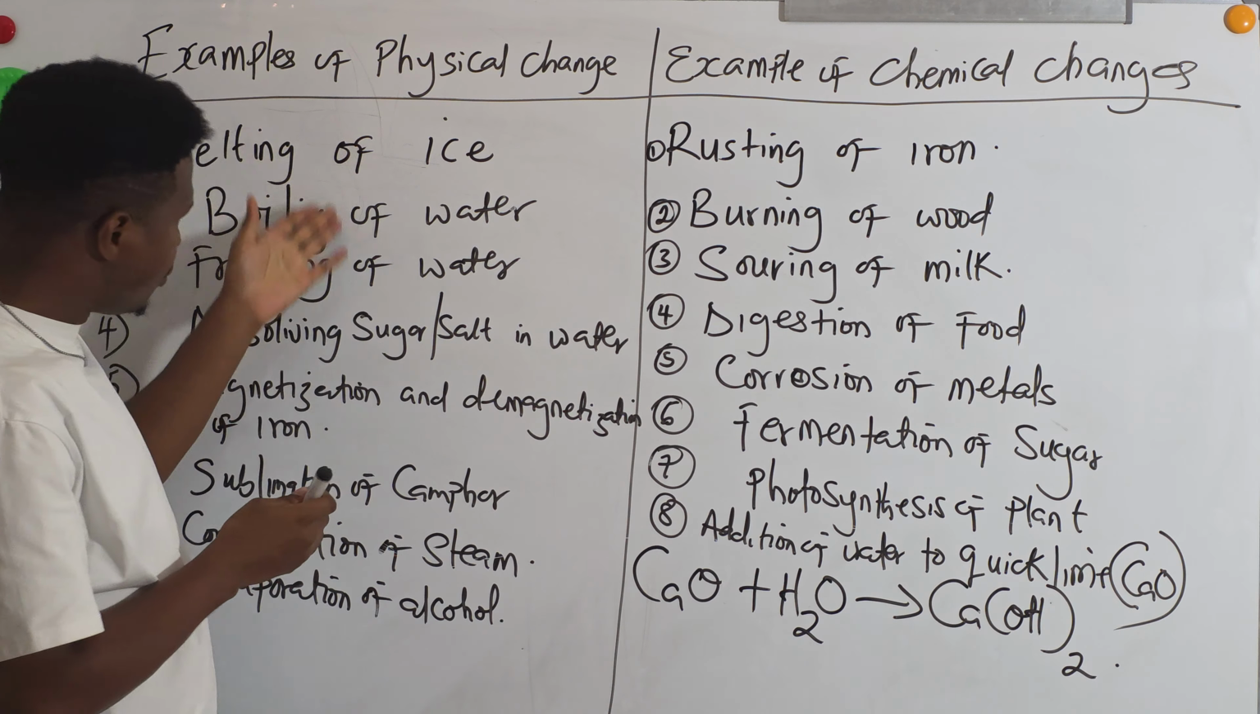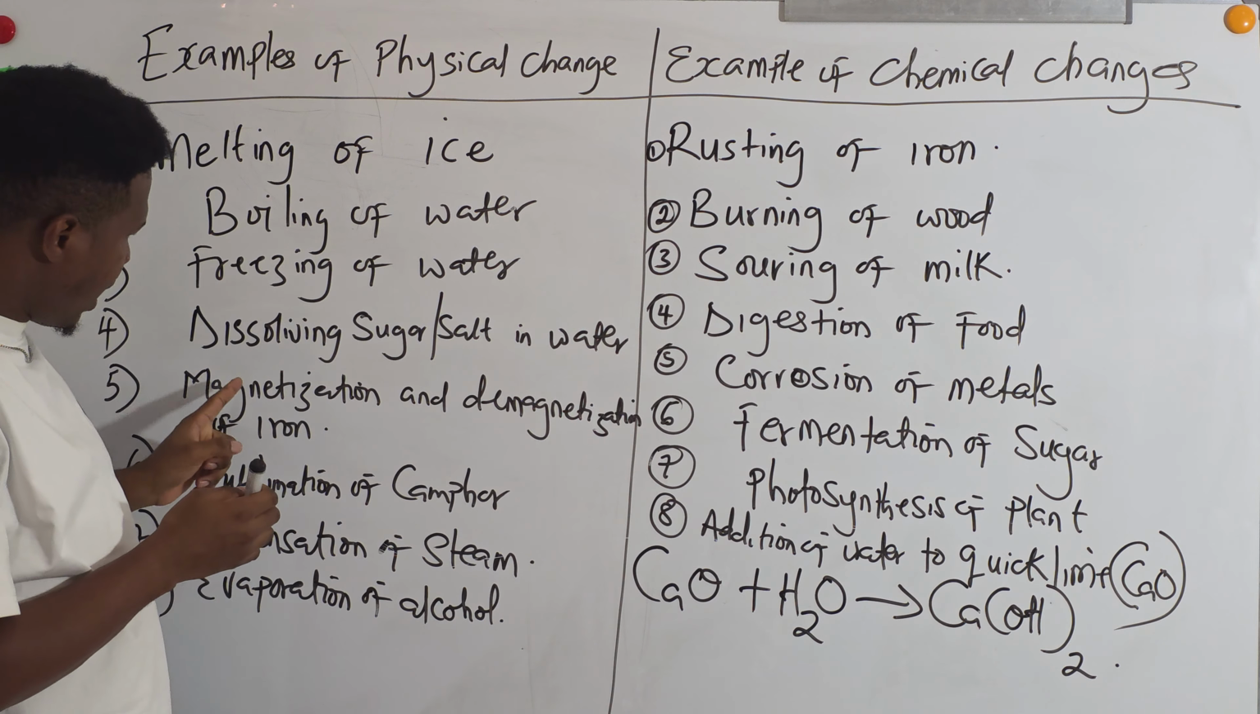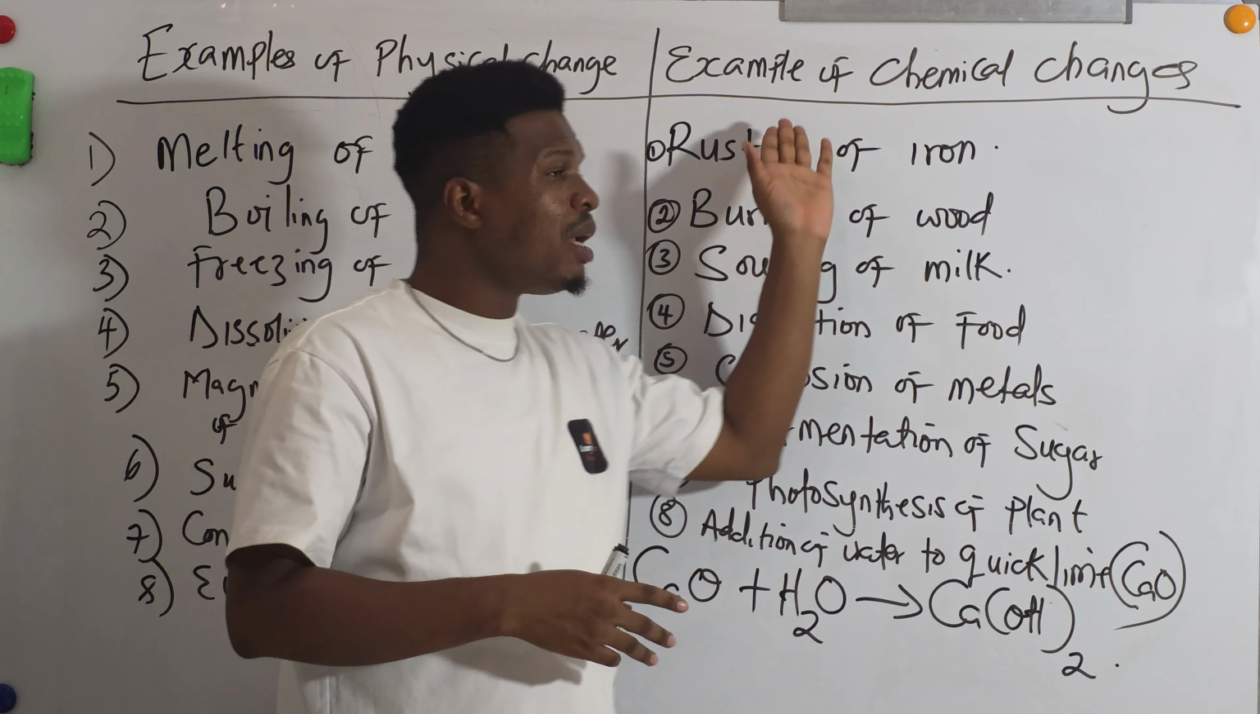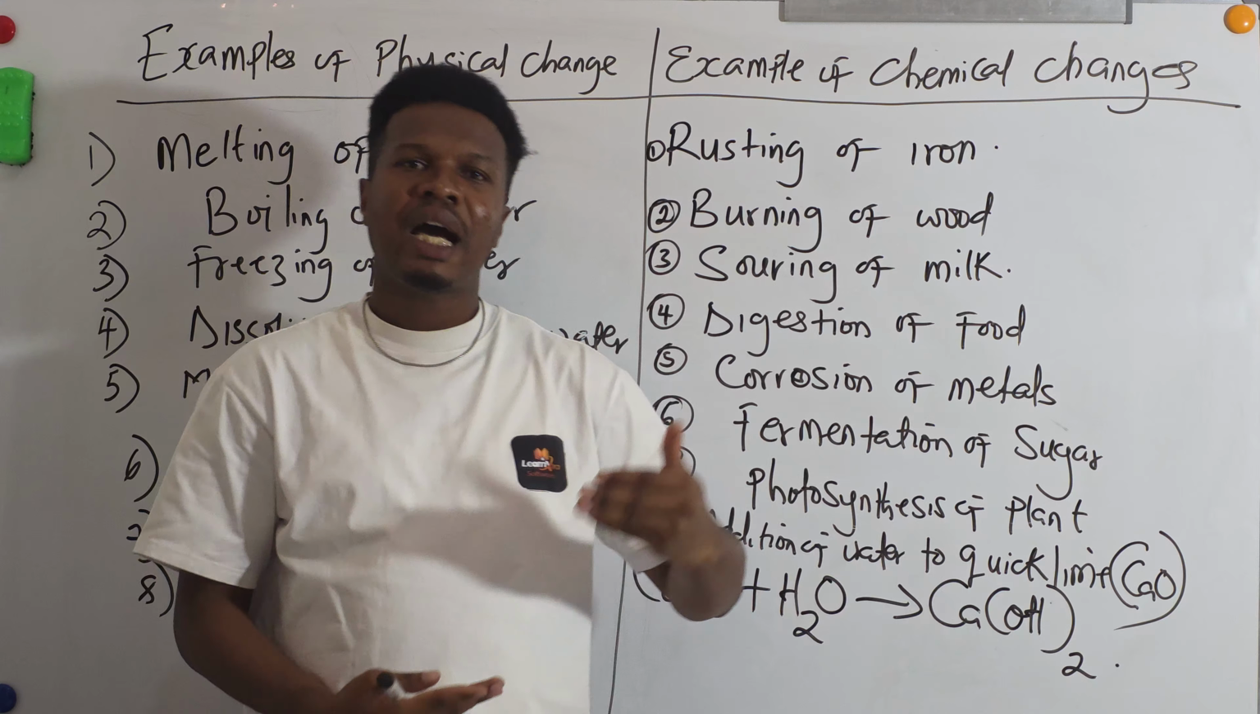But with these ones, nothing new is formed. Sugar plus water gives you a sugar solution. This is the same sugar, but in solution form. So a new thing is not being formed here, but right here, a new thing is. So any reaction that gives you a new product is a chemical change. With this, you should now be able to know the difference between a physical change and a chemical change.